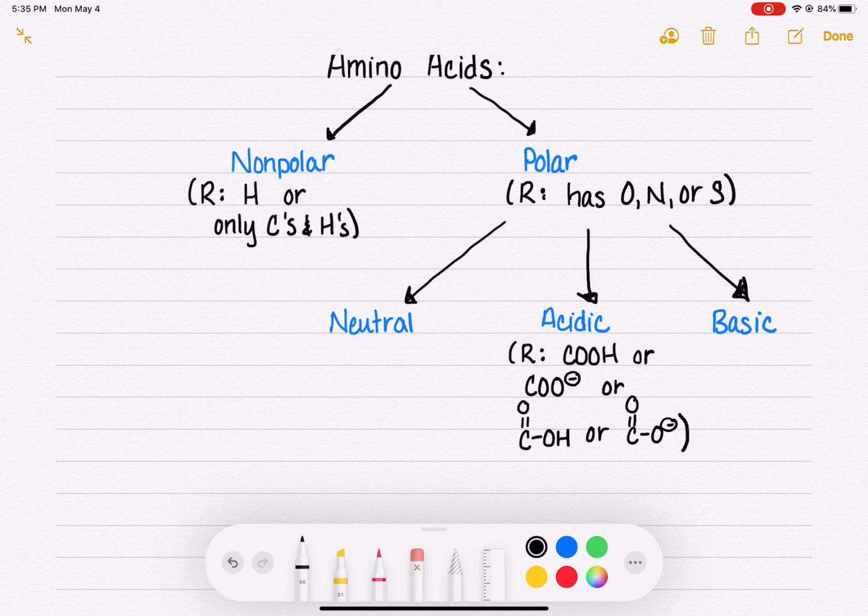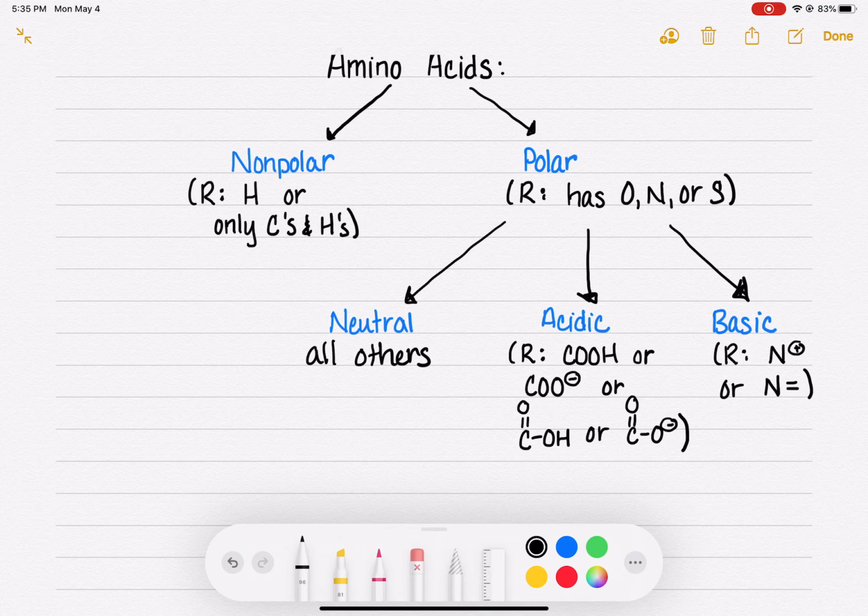For the basic amino acid, our R group has a nitrogen on it with a positive formal charge, or we can see a nitrogen with a double bond. And again, this would only be in the R group because all amino acids are going to have a nitrogen in them in the amino part, and they'll all have a COO minus in the acid part. All the other polar amino acids are classified as neutral.